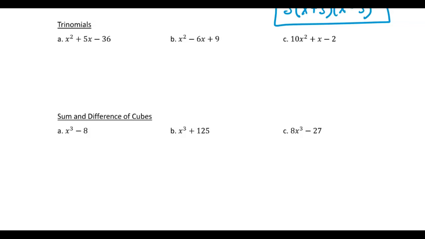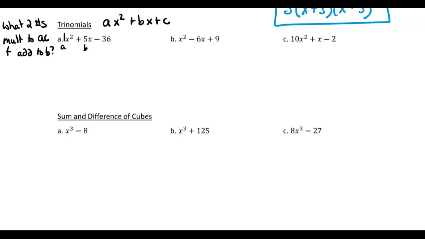So what you do is you ask yourself, what two numbers multiply to AC and add to B? And when we talk about AC and B, A is the number in front of x squared, B is the number in front of x, C is the constant. So in this case, A is 1, B is 5, and C is negative 36.